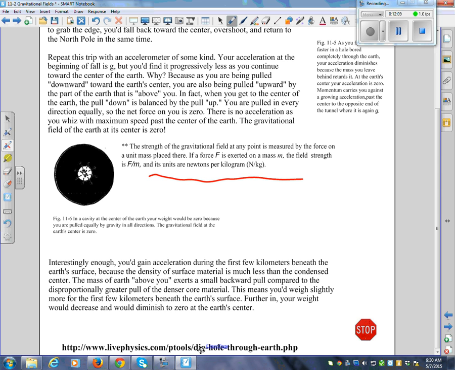Interestingly enough, now there's always that sort of disclaimer here. You gain acceleration during the first few kilometers beneath the Earth's surface because the density of the surface material is much less than a condensed center. The mass of the Earth above you exerts a small backward pull compared to the disproportionately greater pull of the denser core material. So, because of different densities, there's some fluctuation for that.